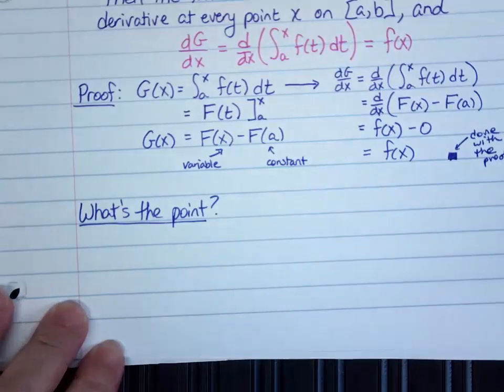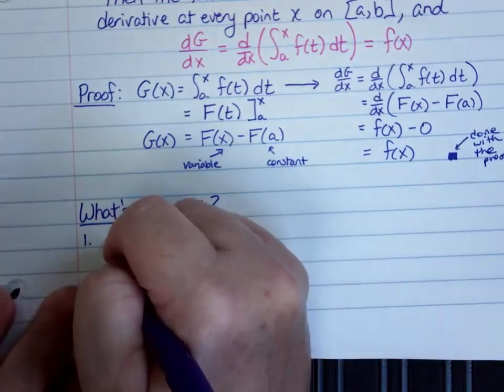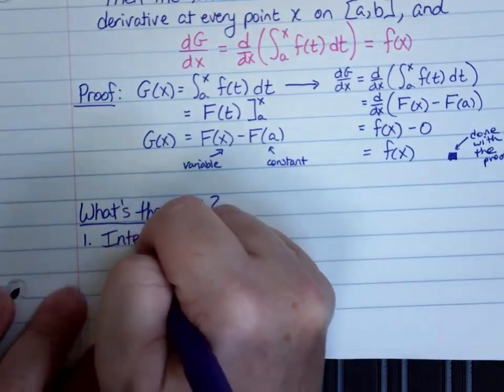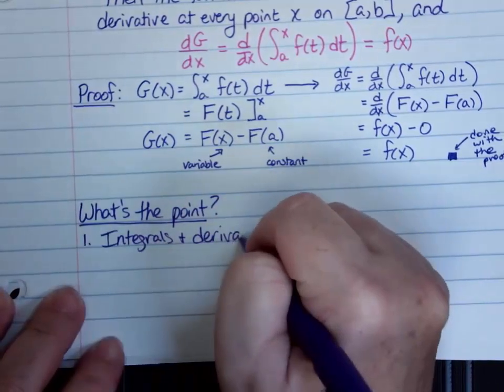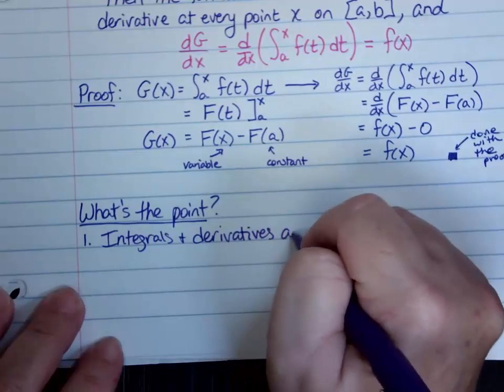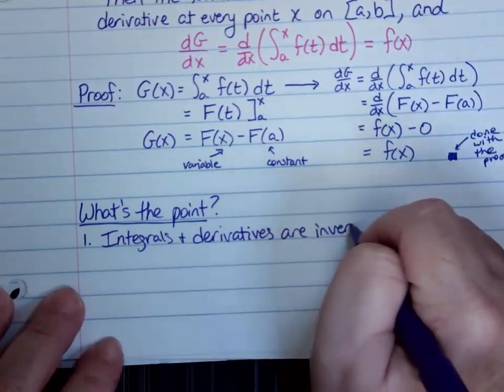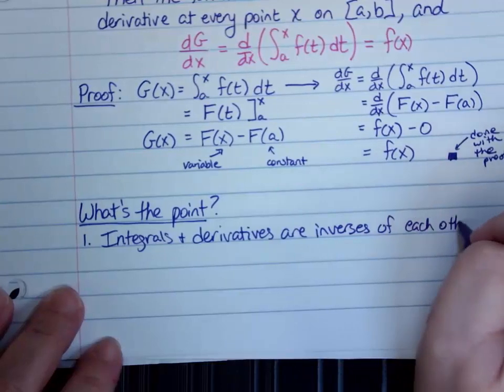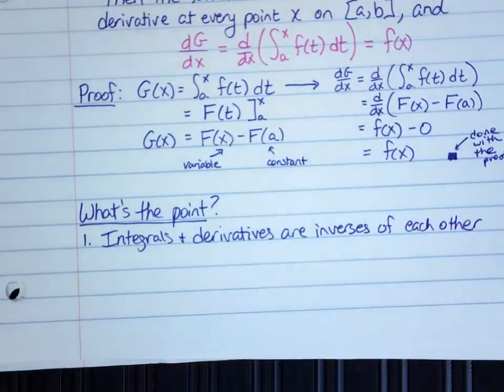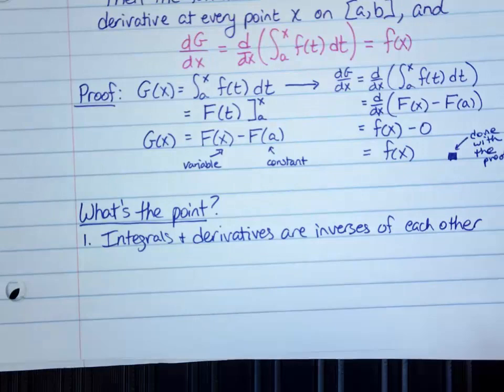Number 1, integrals and derivatives are inverses of each other. They basically cancel each other out. Integrals and derivatives are inverses of each other.